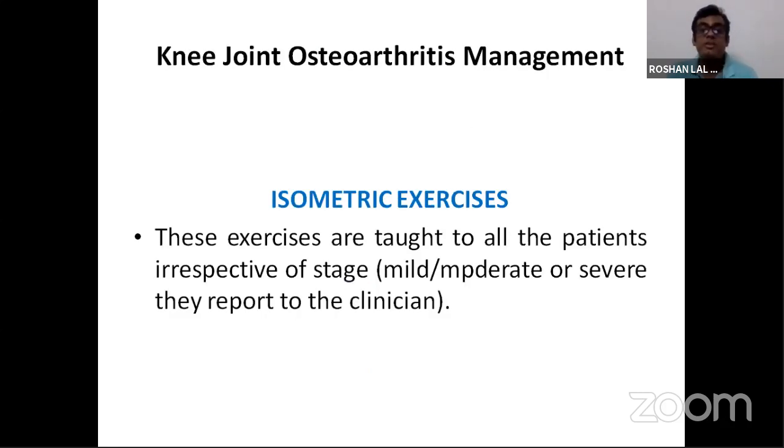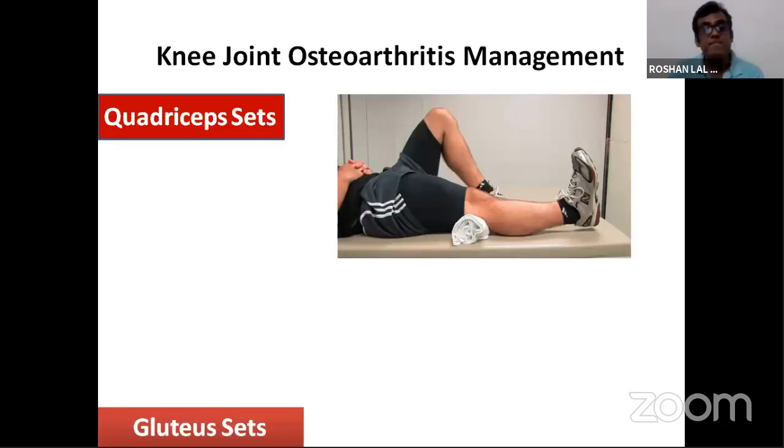Now, isometric exercises are taught to all the patients irrespective of the stage. There is no restriction on isometric exercises. We can recommend these isometric exercises to all the patients irrespective of their stage, whether it is the advanced stage or the early stage of osteoarthritis. Recommend these. We can reduce the intensity of exercises if symptoms are severe, but you can start isometric exercises at the first visit of the patient.